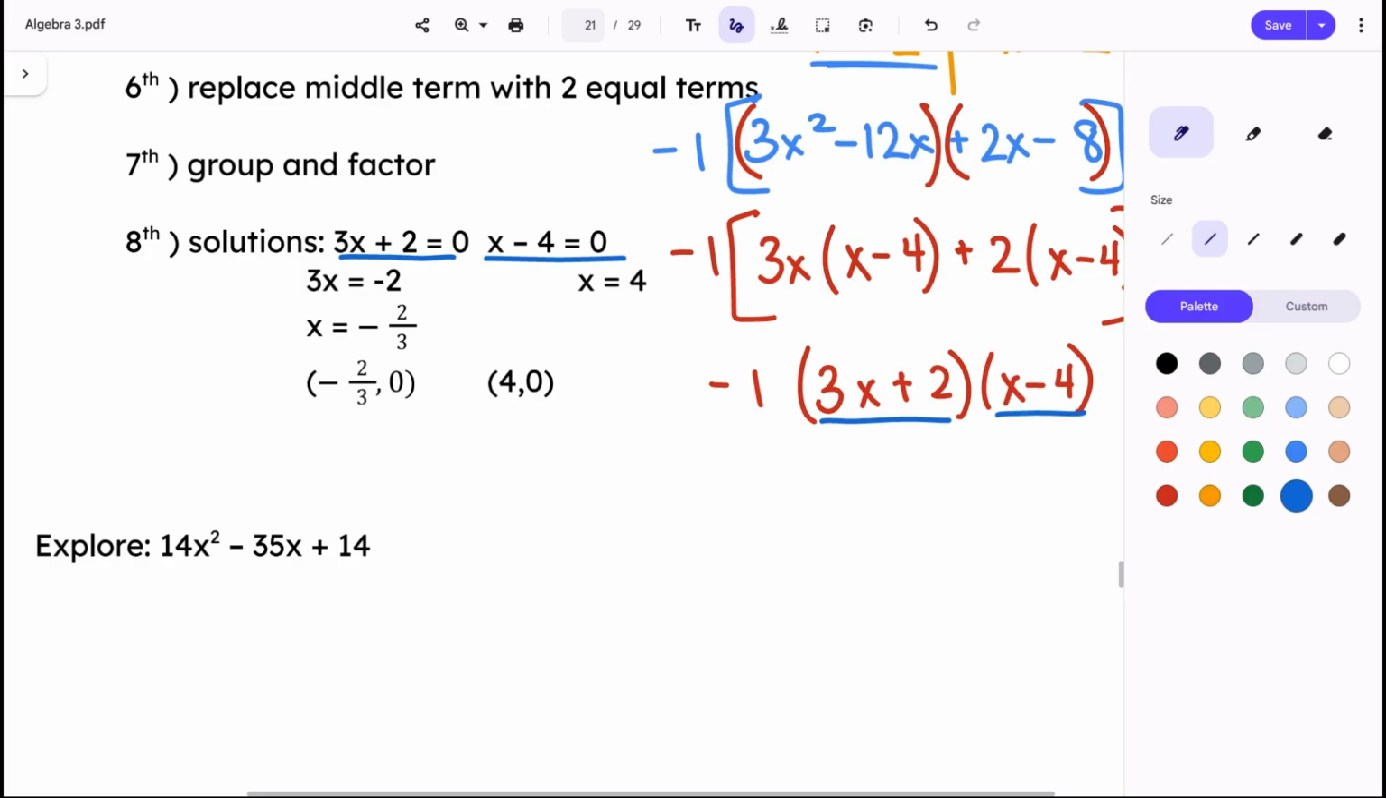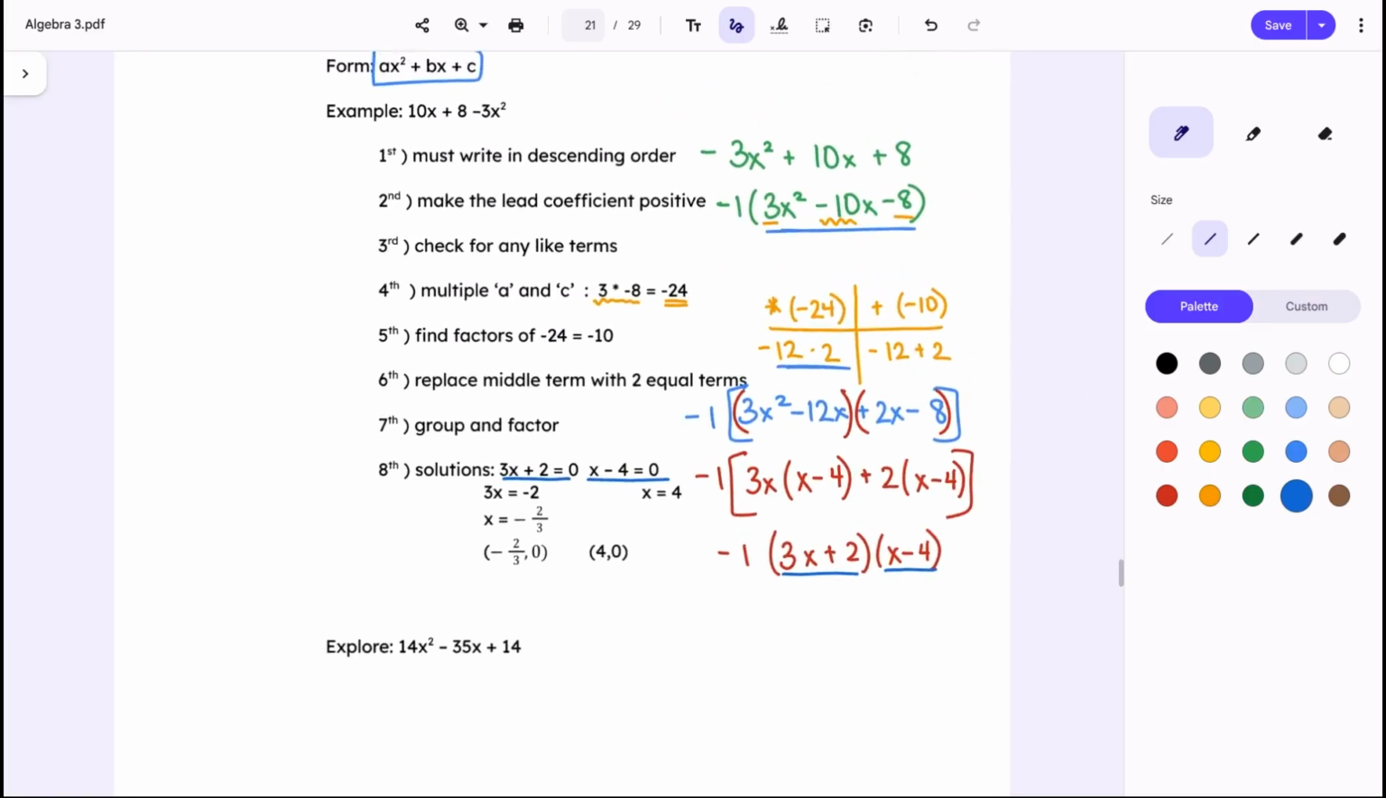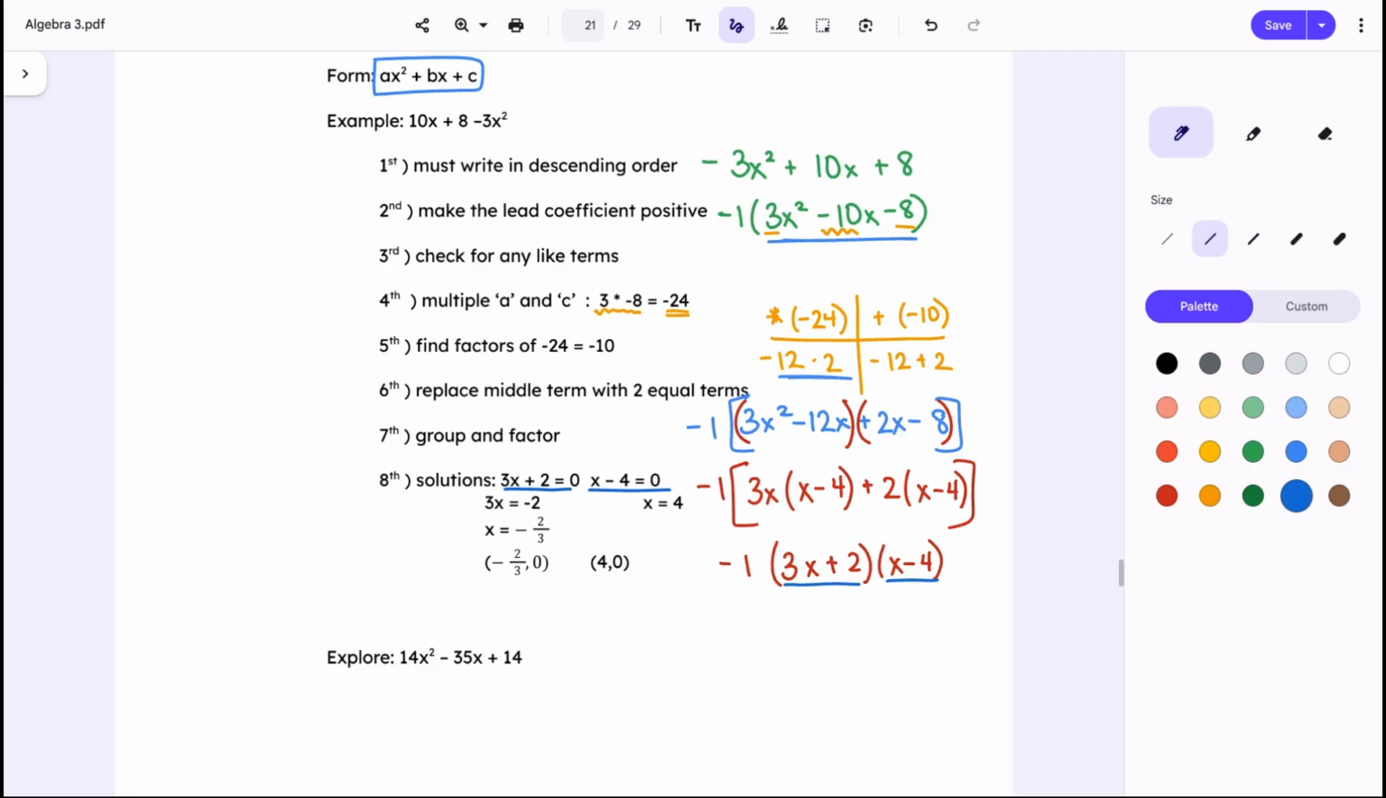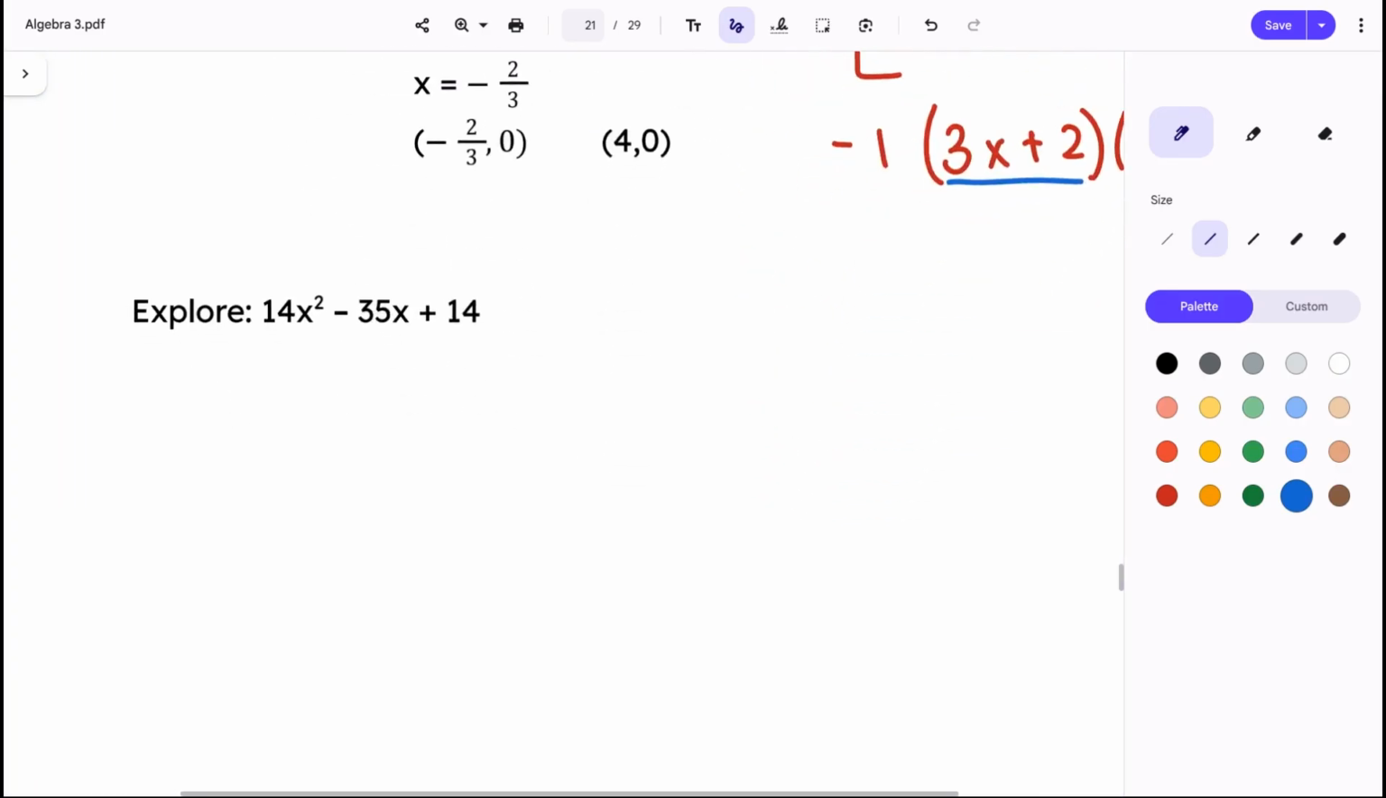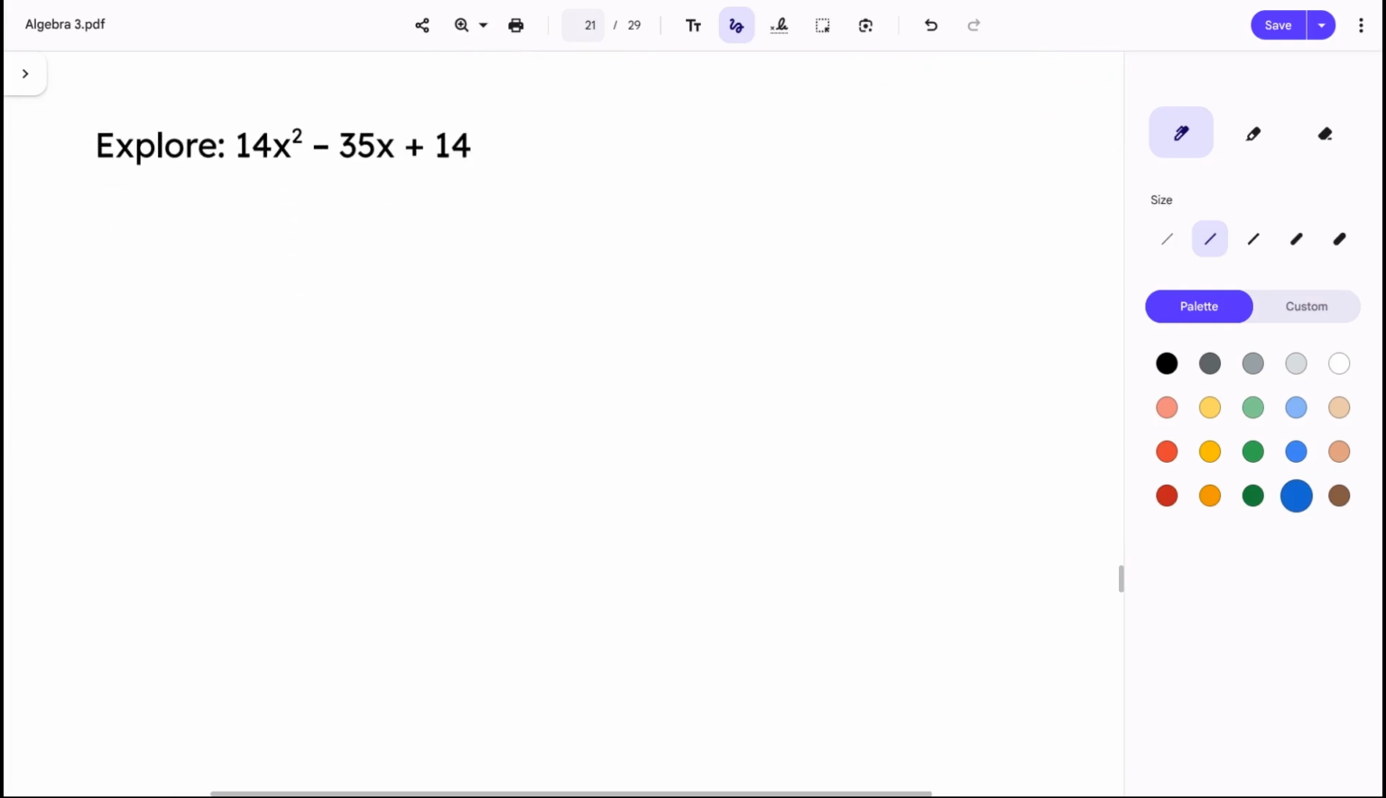So I would say, honestly, out of all the things that you're going to factor, this is probably the most intense case because there's just a lot of work that has to go into it. It's not as easy as those last ones where you just factor using the shortcut. You have to know the process here. So I want you guys to go ahead and try to do that next one by yourself.